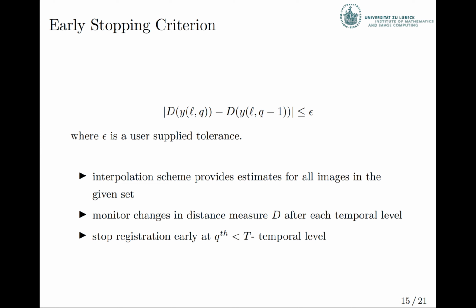As you might have noticed, we are calculating the deformation field for all the images. At least we have some estimate of the deformation field at each temporal level for all the images. So that allows us to calculate the distance measure for the whole image sequence. If we observe that our distance measure is not changing too much from one temporal level to another temporal level, then we stop our registration process. Because of that, it might be possible that we may not need to register all the images given in the image sequence, and that reduces our computation time.